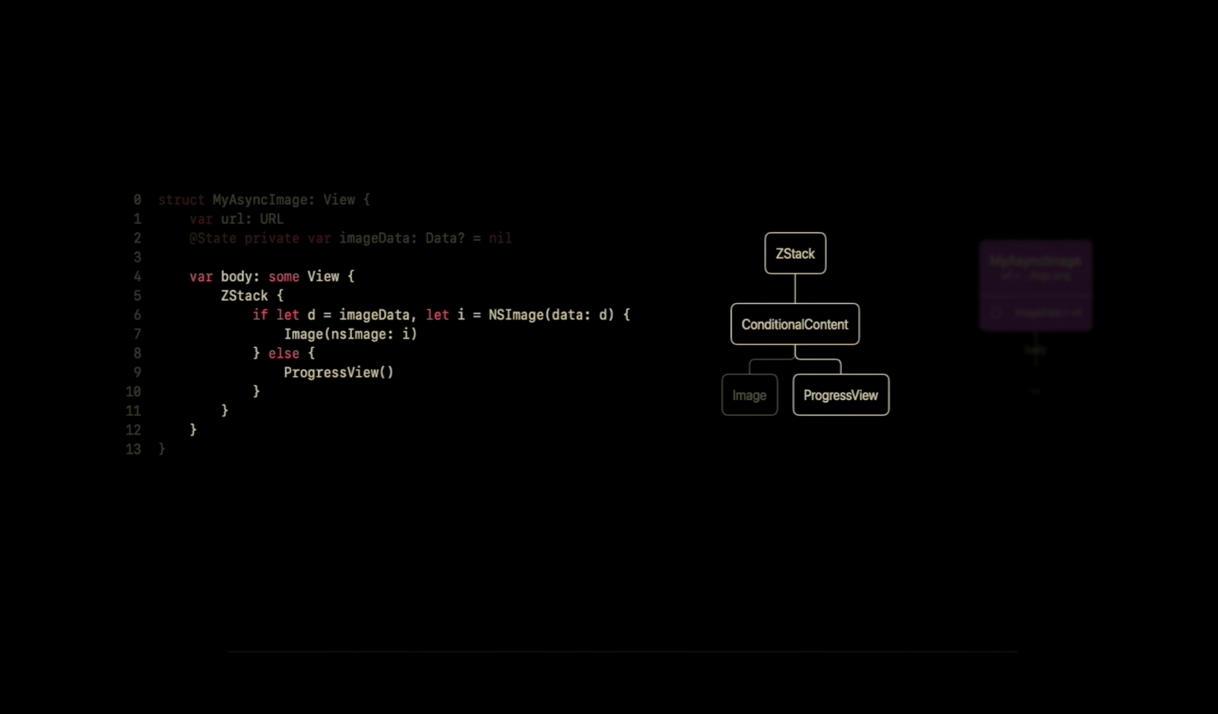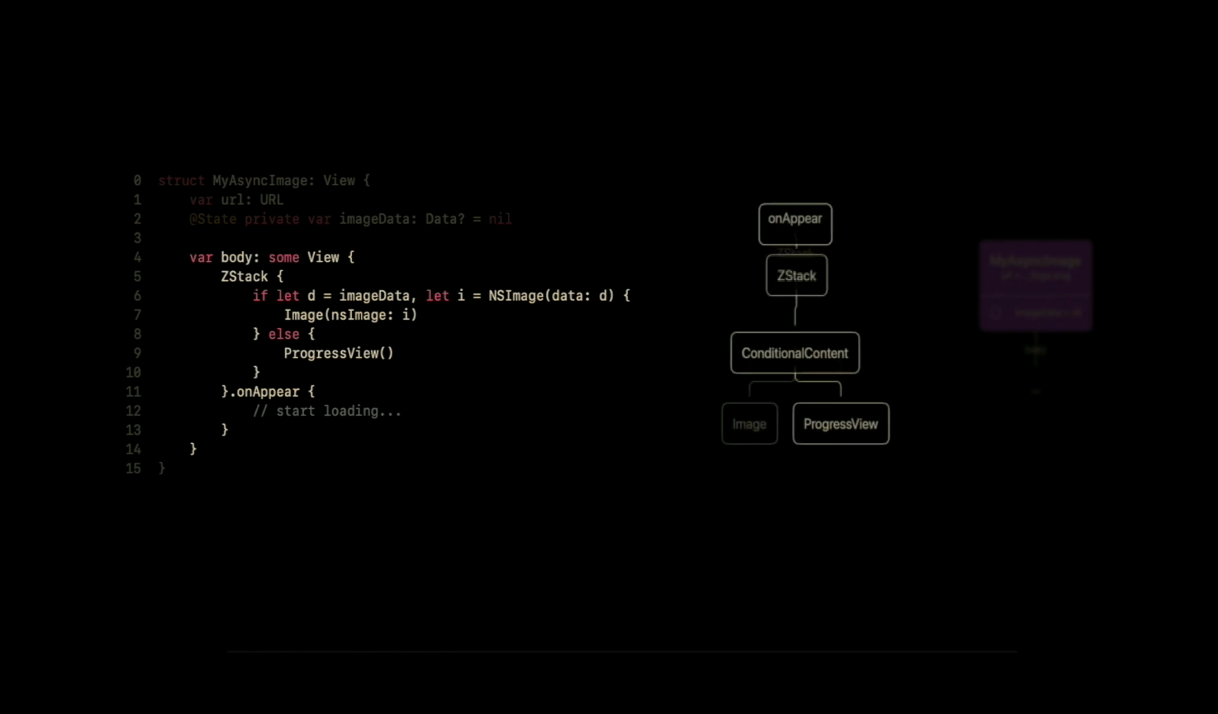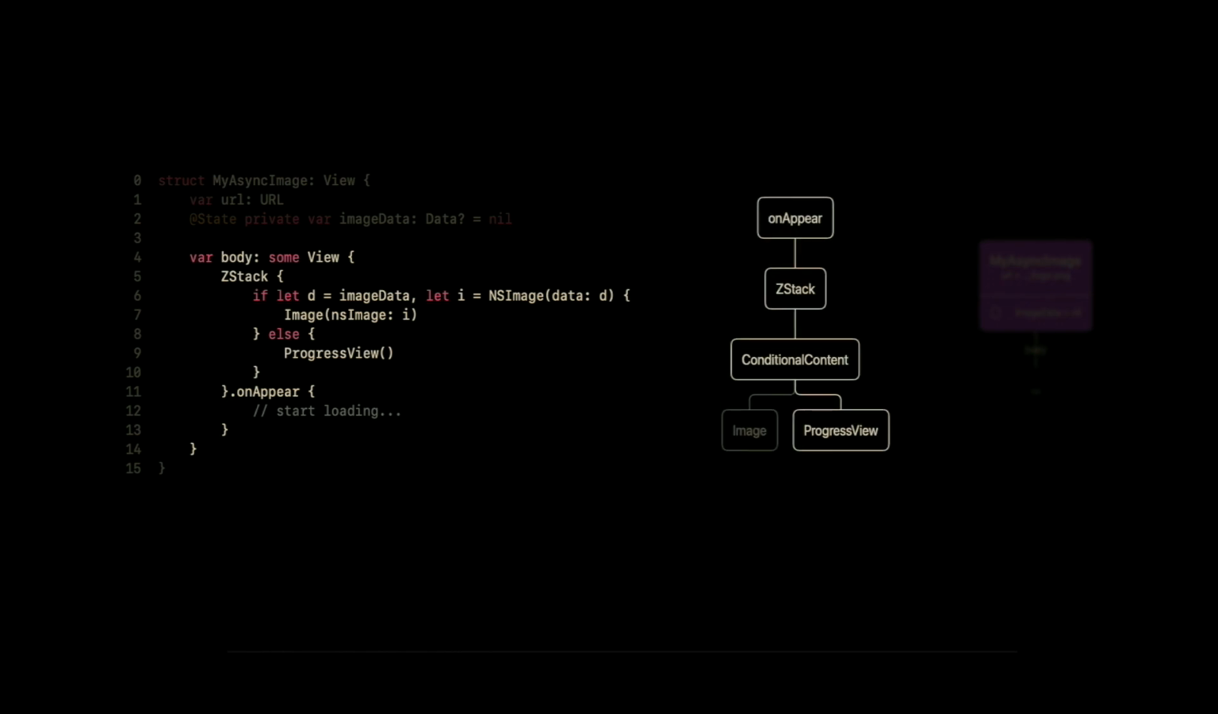We're finally ready to write our onAppear, and we can start loading our data. So here it's also quite interesting. We saw that this container view created a new root node, but if we add a modifier on that, that will be the new root node. So these modifiers also turn into parents of the thing they're applying to.